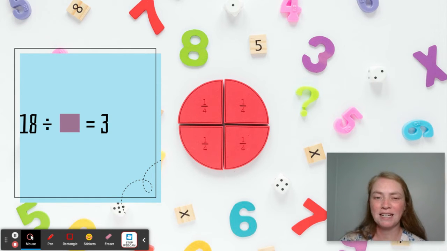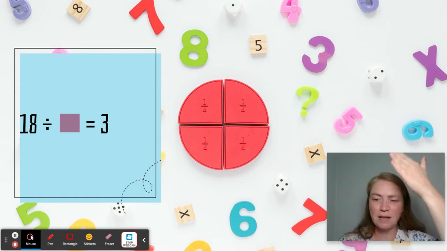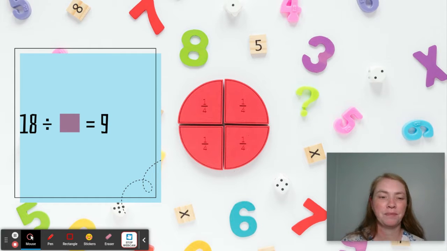All right, on to the next one. You did a great job with that. Kiss that brain of yours. Here we go. 18 divided by what number would give us 9? If you said 2, you are correct. Let's keep moving.